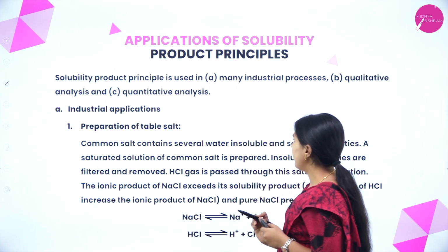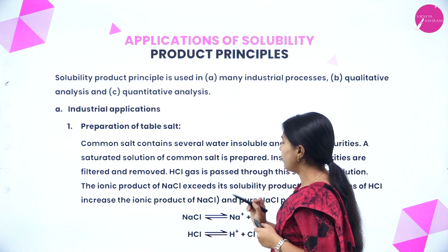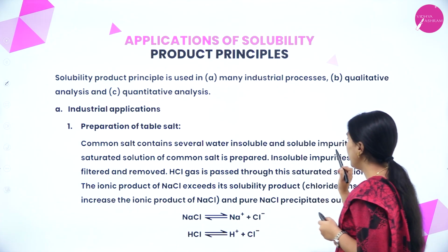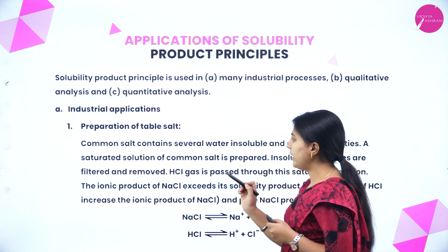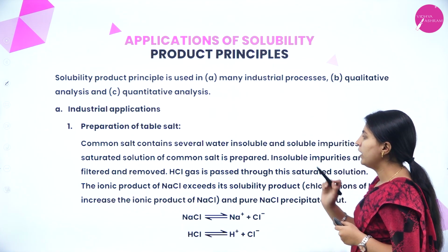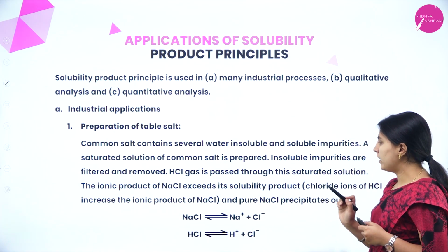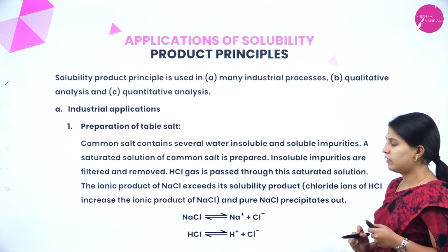Common salt contains several water insoluble and soluble impurities. A saturated solution of common salt is prepared. Insoluble impurities are filtered and removed. HCl gas is passed through this saturated solution. The ionic product of NaCl exceeds its solubility product. Increase in Cl minus, and pure NaCl precipitates out.